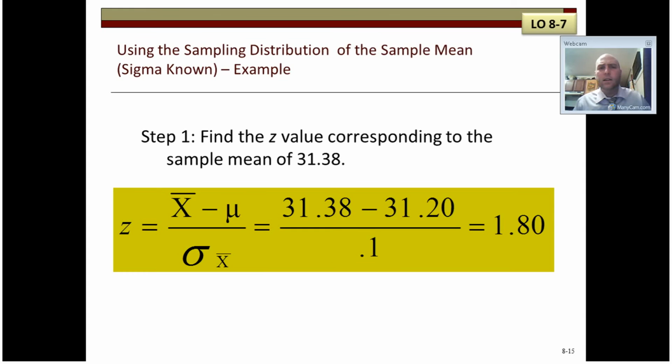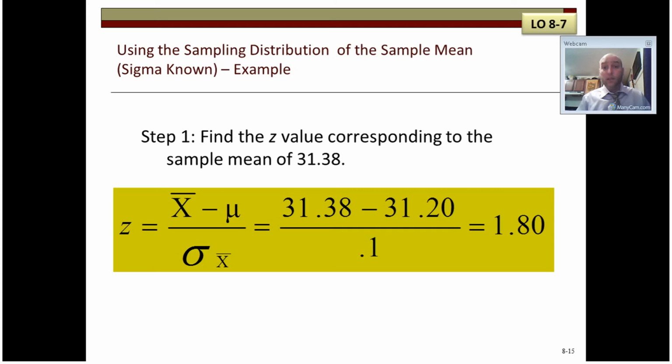We find the z-score based on x bar 31.38, mu 31.2, and sigma of the x bar, aka standard error. I love you, standard error. We do that and we calculate z of 1.8.